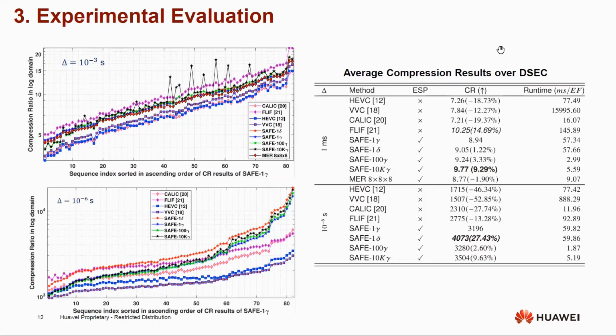Please notice that our algorithms provide a runtime of around 3 milliseconds, the lowest one, depending on how many event frames are compressed at once. So you have a solution using one event frame, using the delta, Elias gamma and Elias delta solutions, 100 event frames or 10K event frames. Please notice that for 1 millisecond, you have around 10 compression ratio. For 1 microsecond, it's around 1,000 compression ratio.